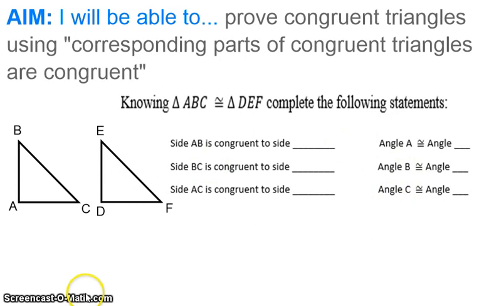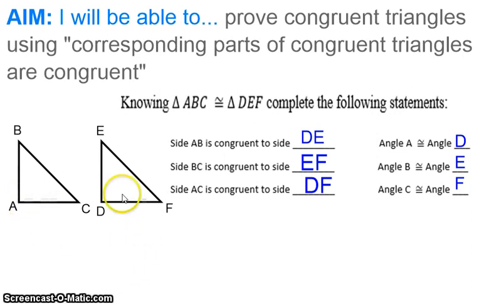Looking at here, we notice that AB is congruent to DE. BC is congruent to EF. Segment AC is congruent to DF. We know that if two triangles are congruent, all three corresponding sides are congruent. Same thing with the angles.